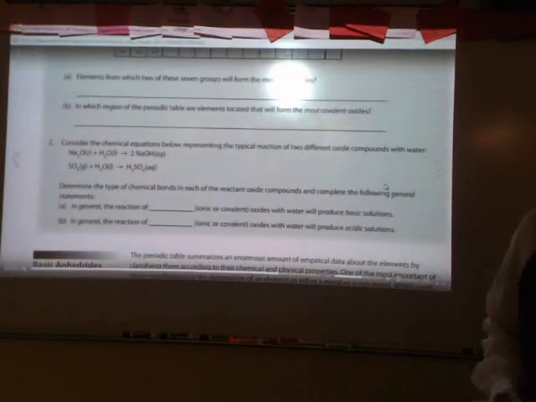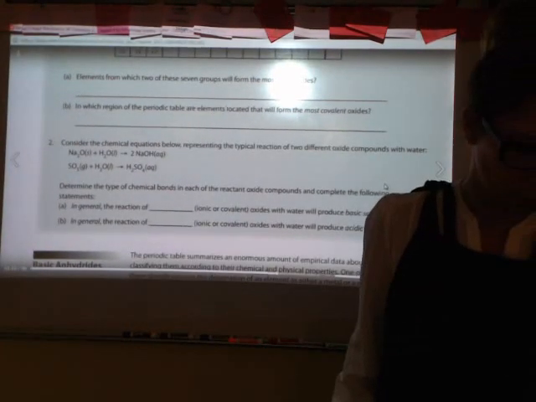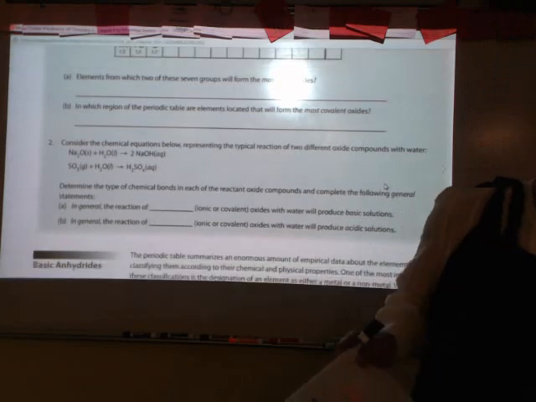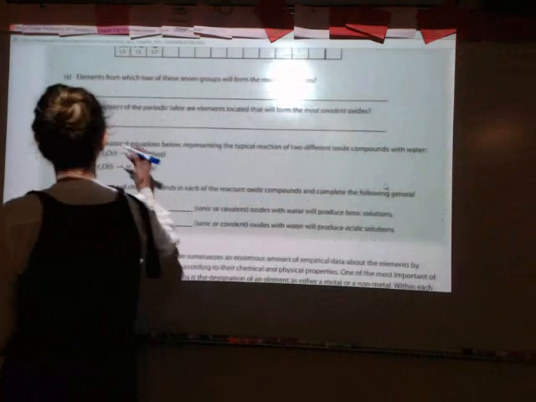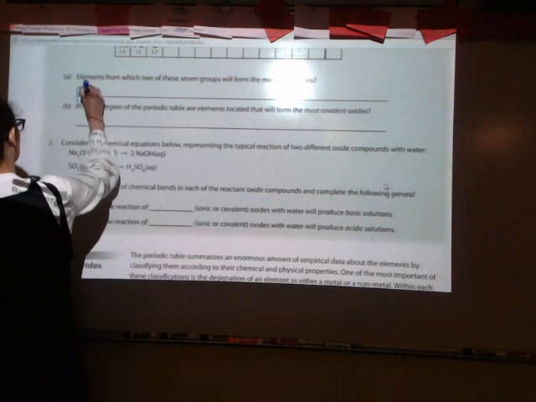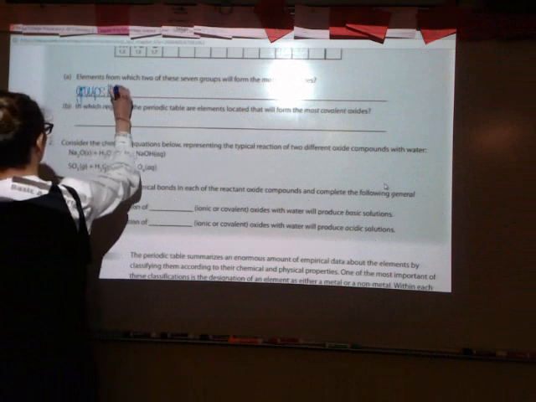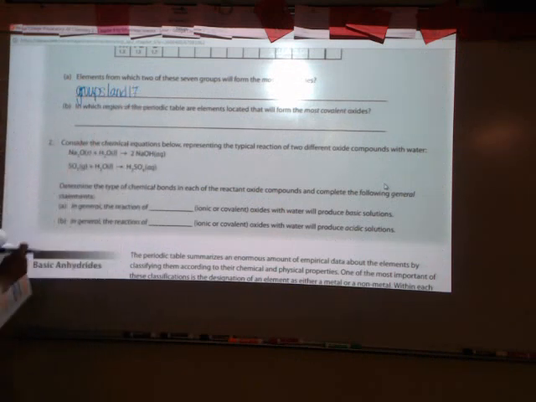Number 1A, elements from which two of these 7 groups will form the most ionic oxides? Will it have to be groups 1 and 17? Because their electronegativity differences are the greatest.